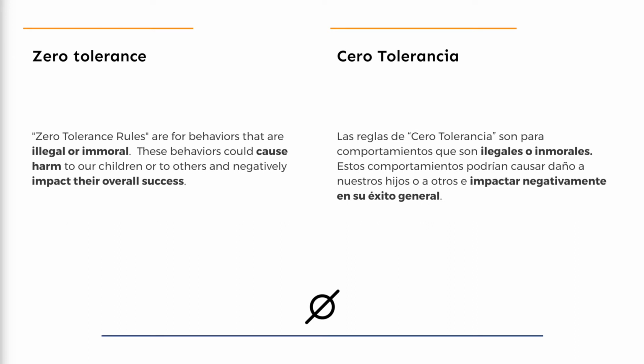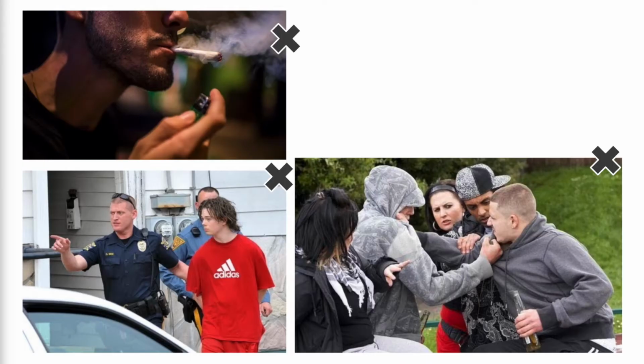Zero tolerance. Zero tolerance rules are for behaviors that are illegal or immoral. These behaviors could cause harm to our children or to others and negatively impact their overall success. Even though these are obvious situations that apply to teens, even little kids have zero tolerance behaviors. Hitting, swearing, or taking items out of someone else's rooms could all be zero tolerance.